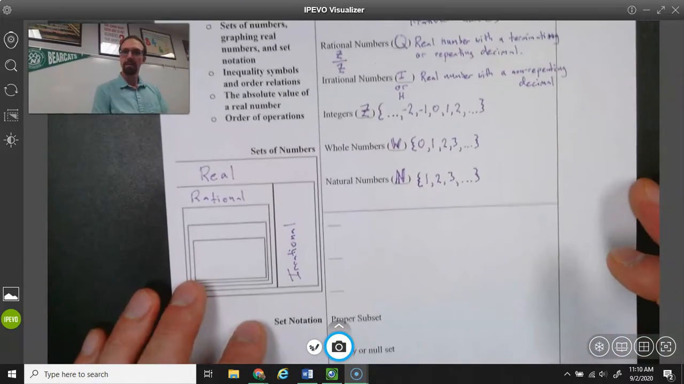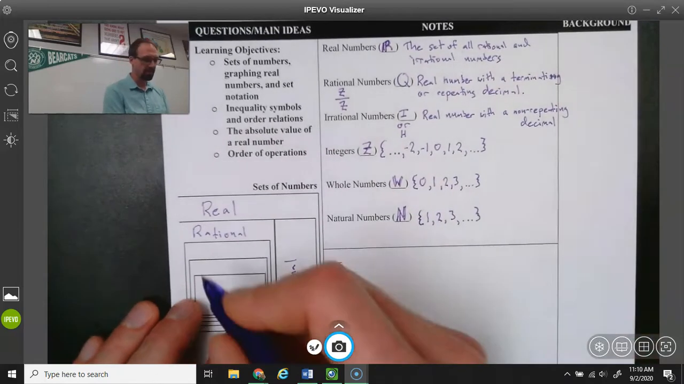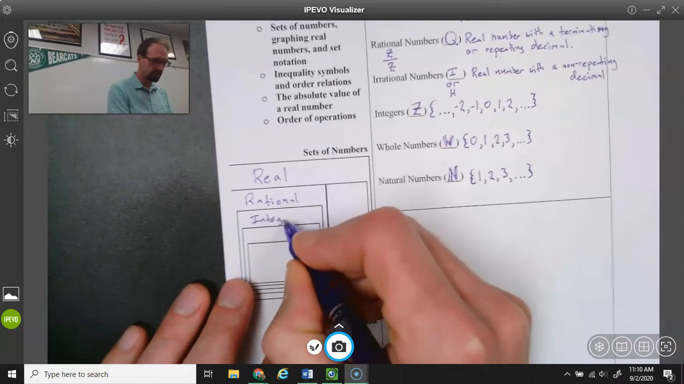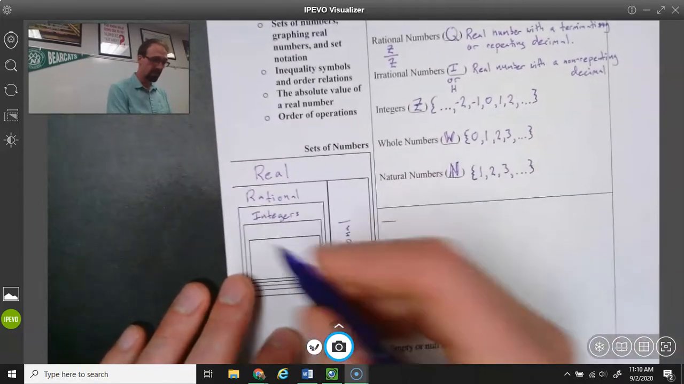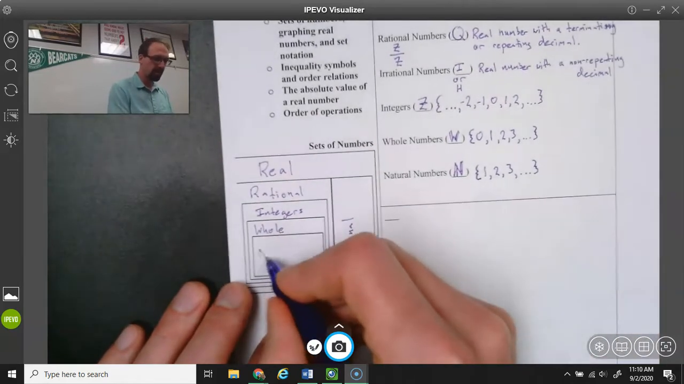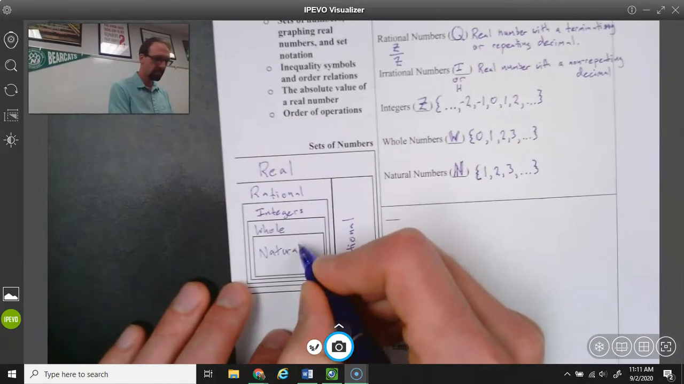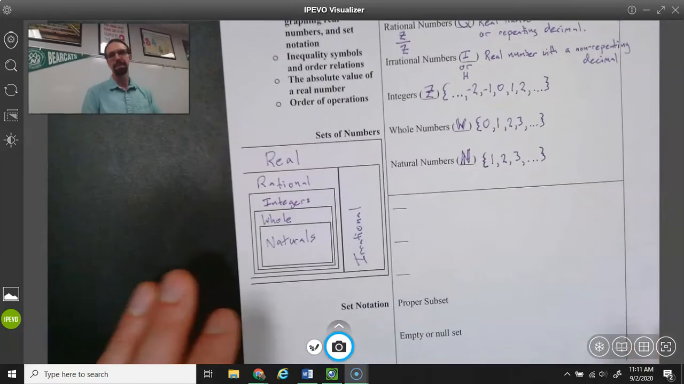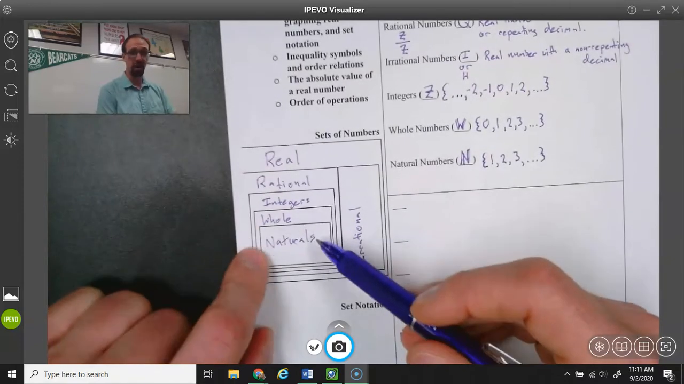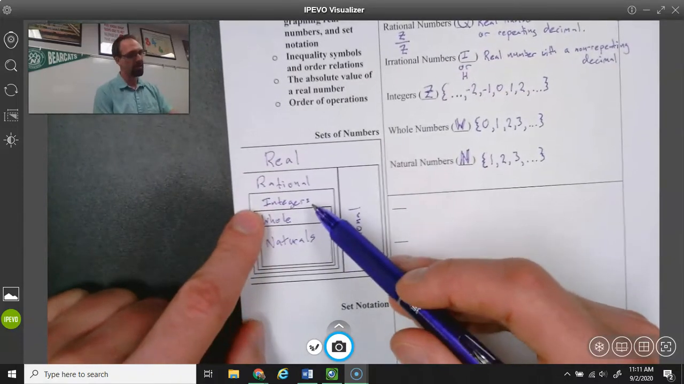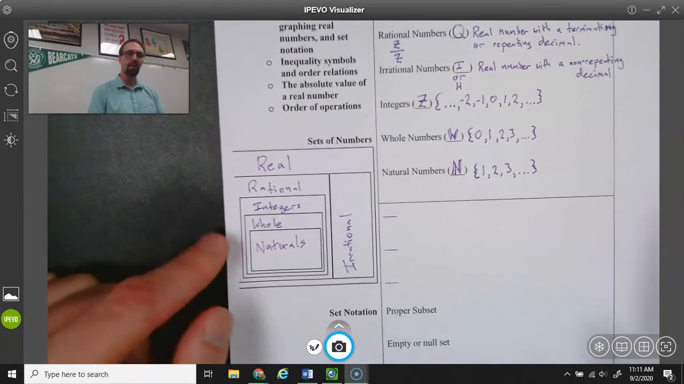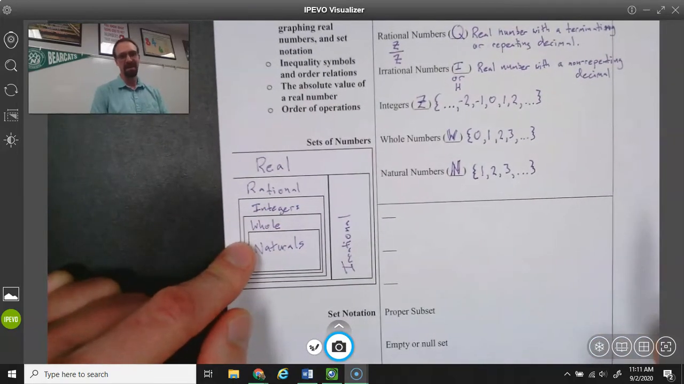And then within the rationals, we have the integers. Within the integers, we have the whole numbers. And then within the whole numbers, we have the natural numbers. Now, one thing that you'll note here is that the naturals are contained within the whole numbers, all of the naturals, but all of the whole numbers are not contained within the naturals. An example of that would be the number 0. The number 0 is a whole number, but it's not a natural number.